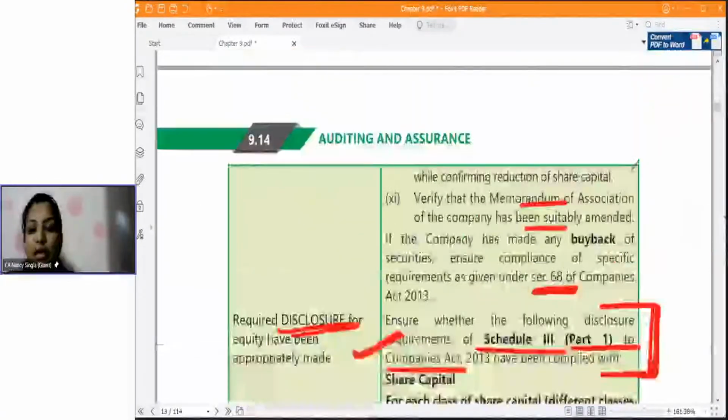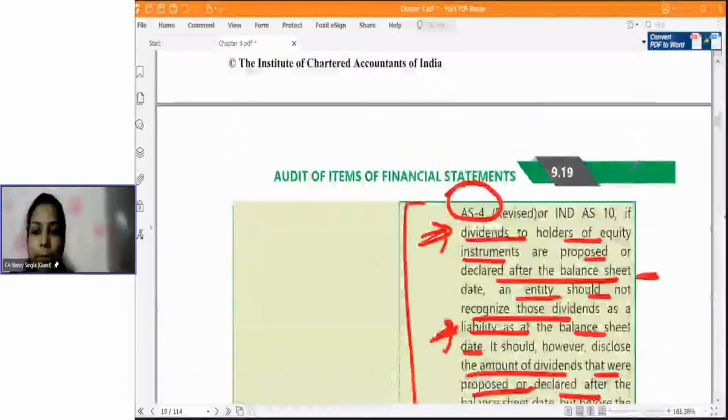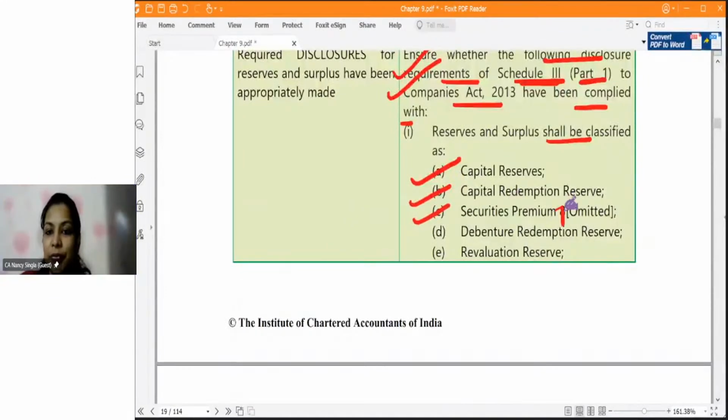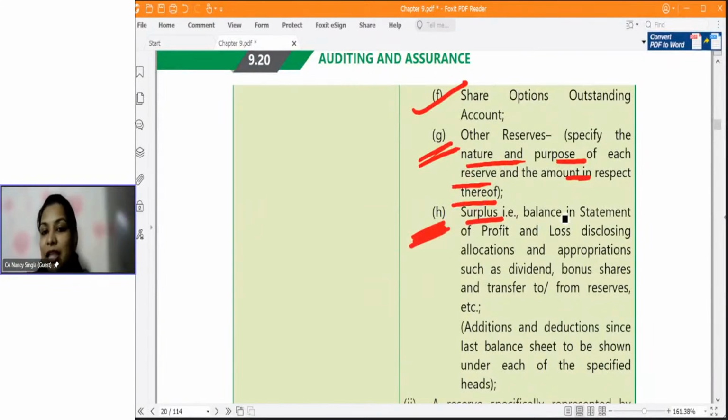Now we were discussing the disclosure requirement with respect to reserves. So reserves shall be classified as capital reserves, capital redemption reserve, securities premium, debenture redemption reserve, revaluation reserve, share options outstanding account, other reserves, specifying the nature and purpose of each reserve and the amount in respect thereof. Again, who is going to give such disclosure? Management. Who is going to verify whether that disclosure is as per the Schedule 3 requirement? The auditor.